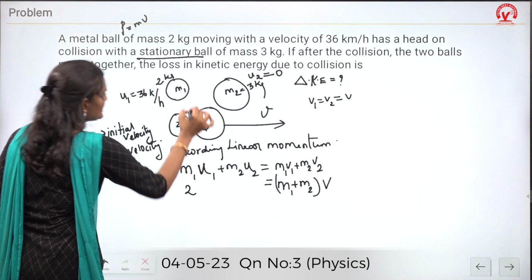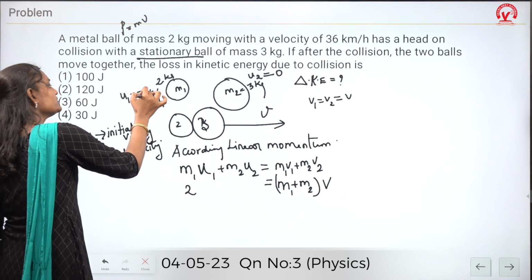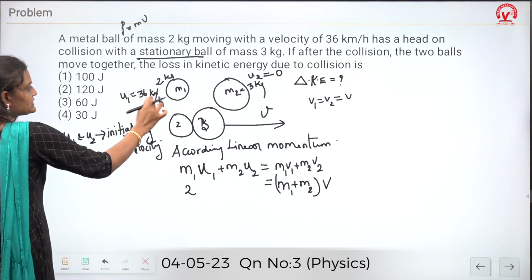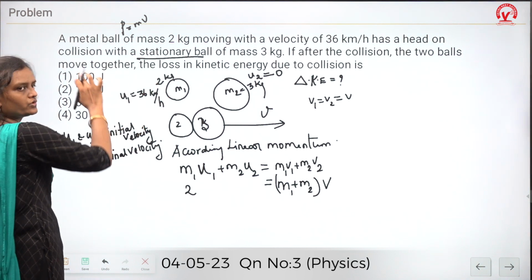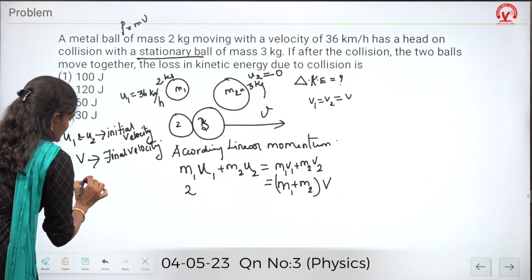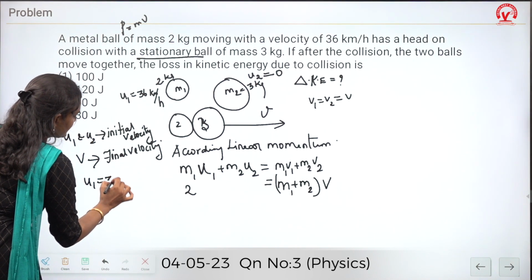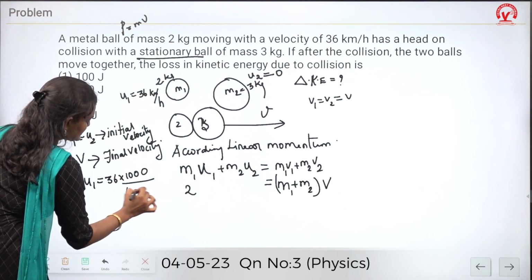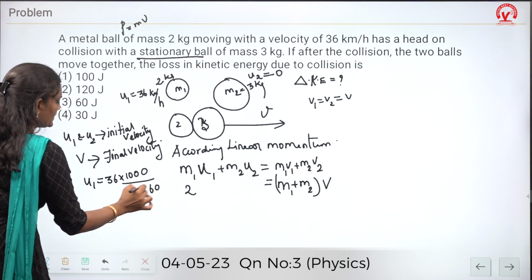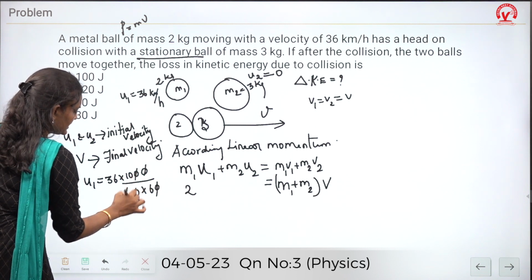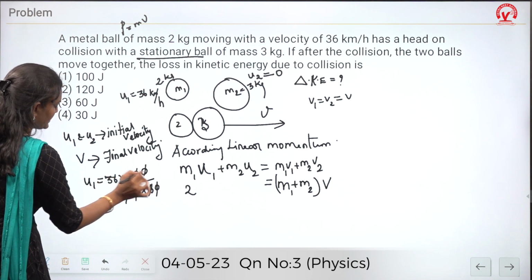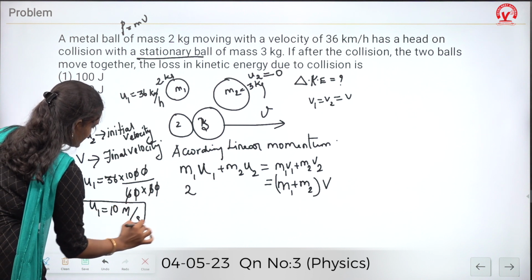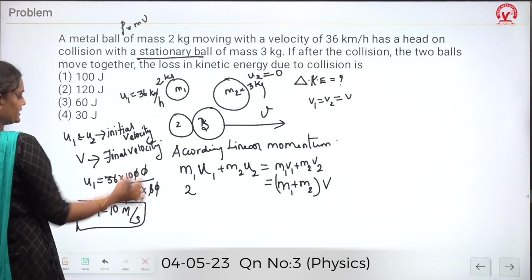What is the initial velocity U1? U1 is equal to 36 km per hour. This is in kilometer per hour but our answer is in joule, so we need to convert that. So U1 is equal to 36 into 1000 divided by 60 into 60, minute into second. Now the zeros get cancelled and the 6 also. So U1 is equal to 10 meter per second.